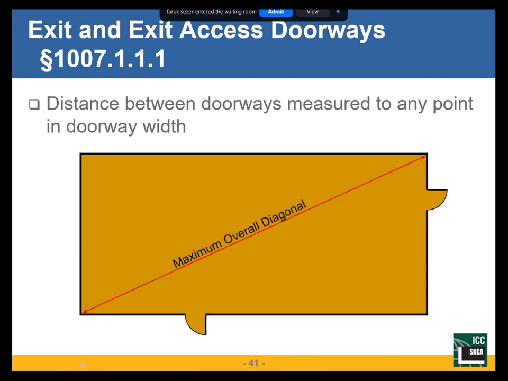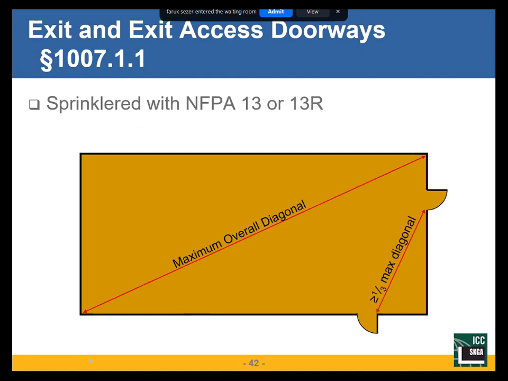To determine if they're adequately separated, I'll look at the maximum overall diagonal of the room or building or floor, and my exits have to be at least 1/2 that distance apart. I've got a 100-foot diagonal. My doors have to be 50 feet apart or more. Exception to that, if the building's sprinklered, I can reduce it to 1/3. So now with a 100-foot diagonal, I'm down to 33 feet apart.